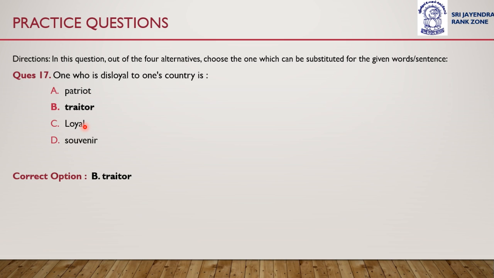Patriot and loyal both are used for a person who loves their country a lot. And souvenir is a gift that you can buy when you are on vacation or somewhere in order to remind you about the location. So traitor is the one who is disloyal to one's country. Option B, traitor, is the correct option.